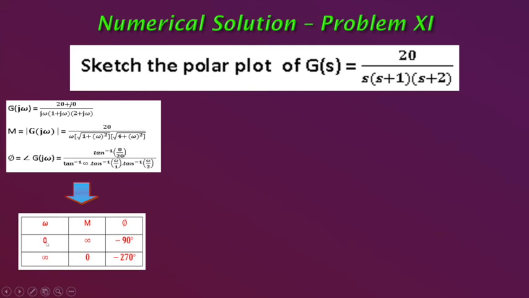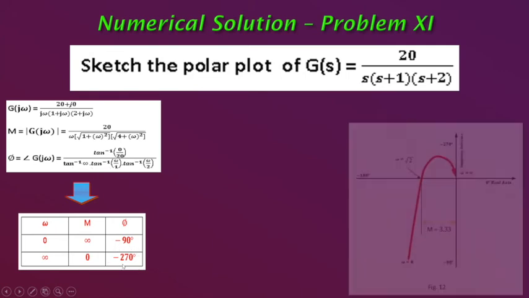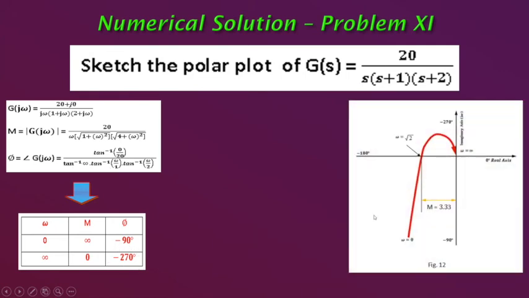So when omega equals 0, the magnitude is infinity. And what is the phase angle? This is infinity, this is 0, 0. That is, the phase angle is minus 90 degrees. When omega equals infinity, the magnitude is 0 and the phase angle is minus 90 minus 90 minus 90, that means minus 270 degrees. Then draw the polar plot.